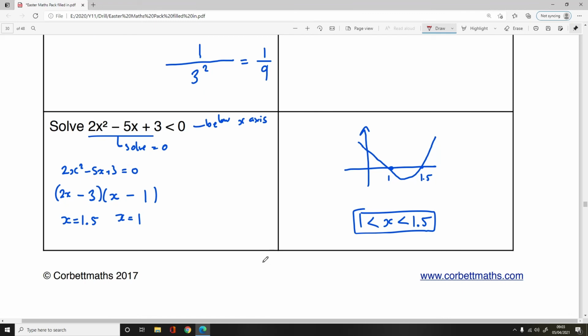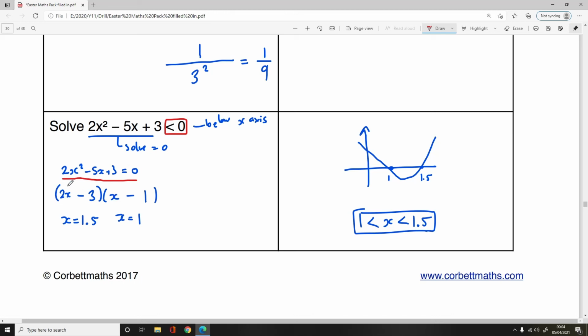And then the last question was a quadratic inequality. Now we had this about a week ago. We want to find when this graph is below the x-axis, because that's what less than 0 means. So we need to find out when it's 0, and we can work out what the graph looks like. That means we need to solve it. So this could be solved in a couple of ways. You could use the formula, but factorizing is possible here.